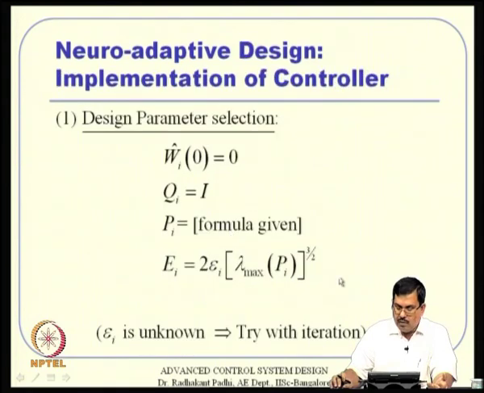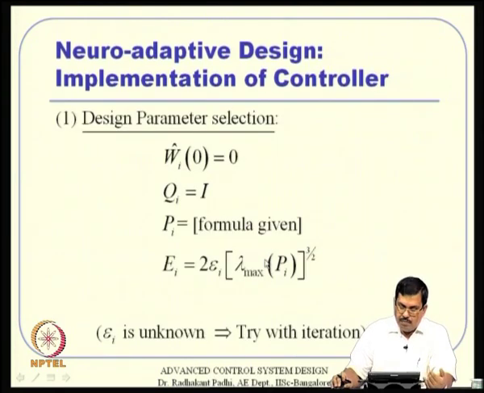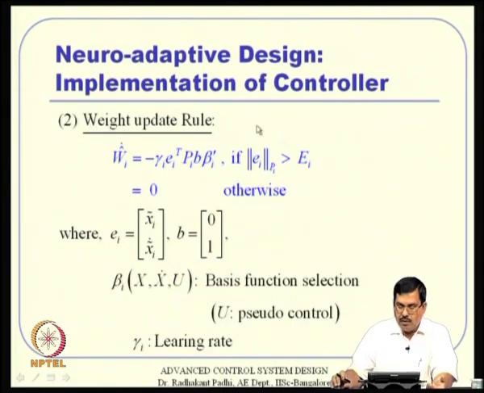And then this Ei is given something like that, which is unknown. So, we will try with iteration; actually, we try with some value of epsilon I and things like that. But that is primarily for analysis basically. Okay. Anyway, so the weight update rule tells us like this.